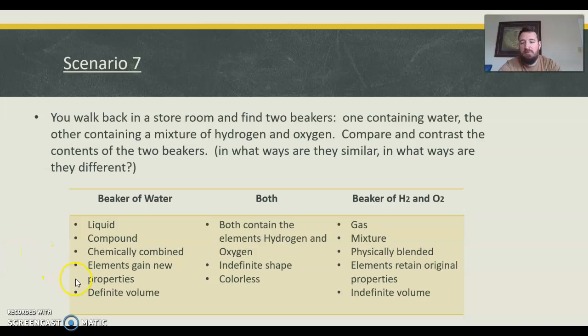Because here I listed this as a liquid, I wrote that it has a definite volume. That would be true if the water was in liquid or solid form. If it was in gaseous form, then it would have an indefinite volume. But because our second beaker of hydrogen and oxygen is filled with gas, it has an indefinite volume. If it was a liquid or a gas, it has an indefinite shape, and we know that both are colorless. We cannot see hydrogen and oxygen gas. We can see water, but we know it does not have a color.